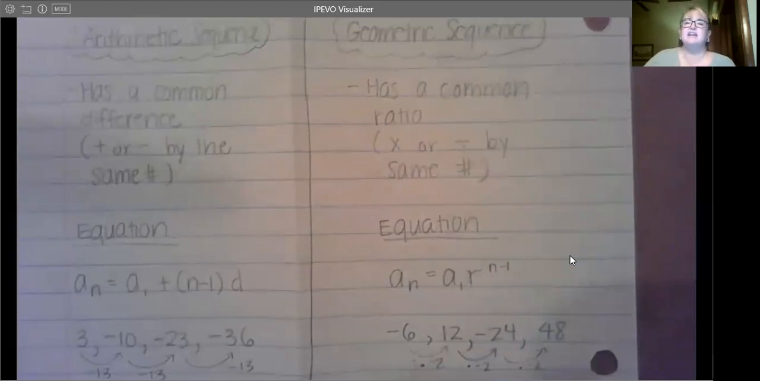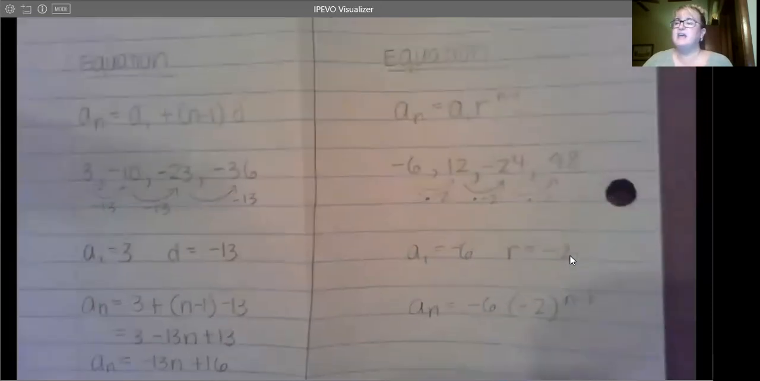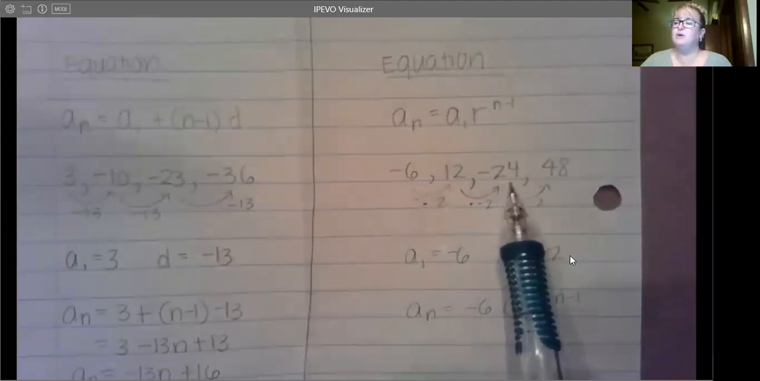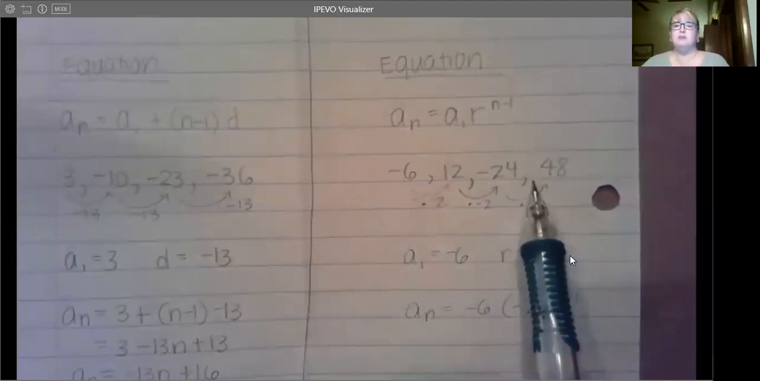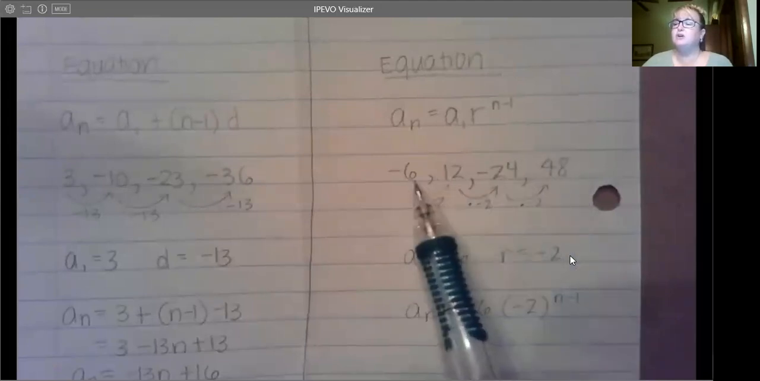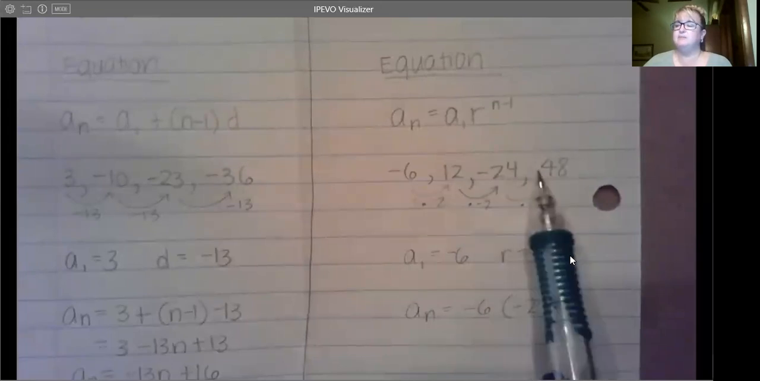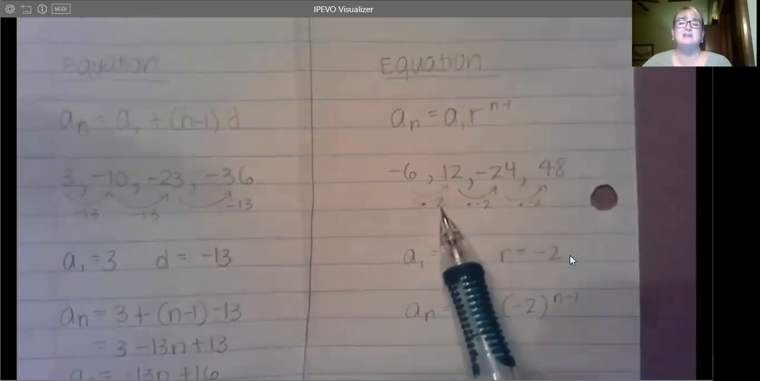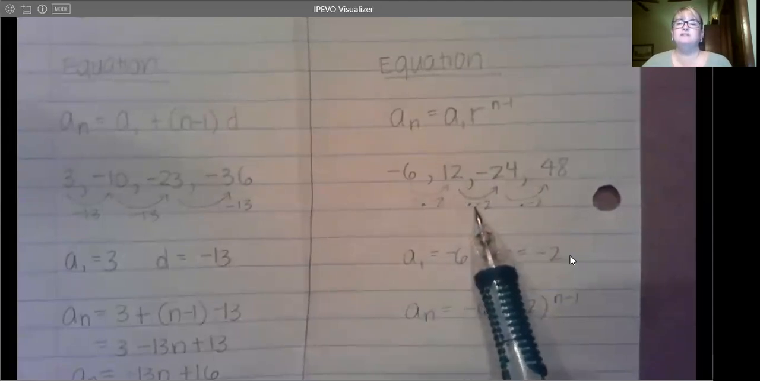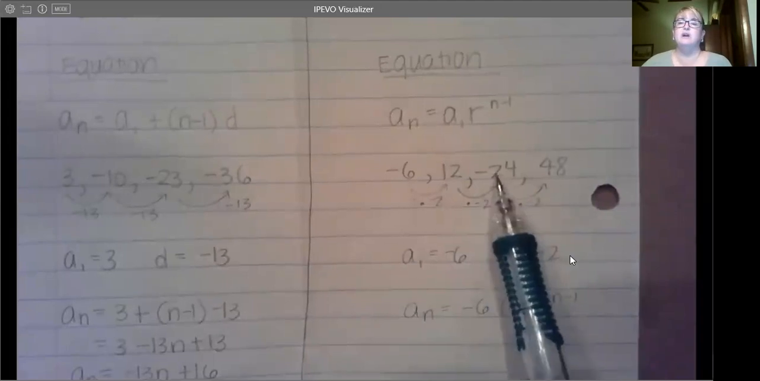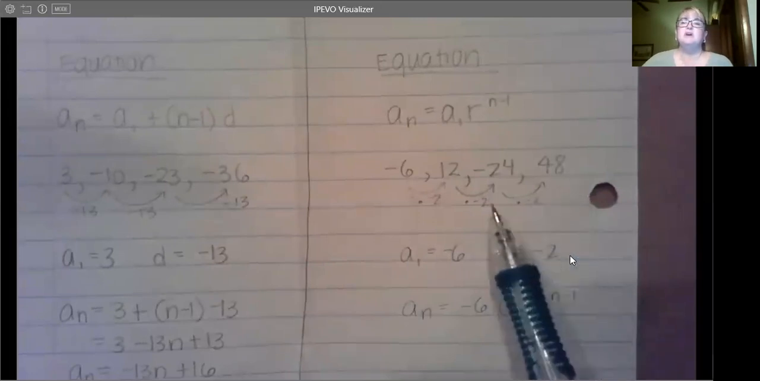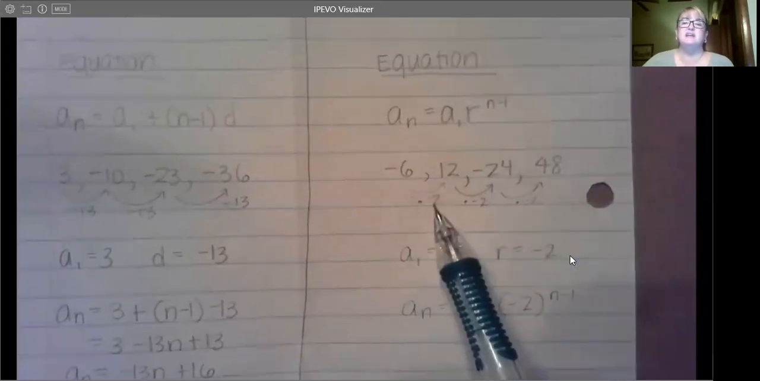So let's look at an example. Here is a geometric sequence: -6, 12, -24, 48. There are two things that I'm noticing. They are doubling each time, so that is multiplying by 2, but also the signs are changing each time. So we are multiplying by -2. So -6 times -2 is 12. 12 times -2 is -24. -24 times -2 is +48. So the common ratio is -2.